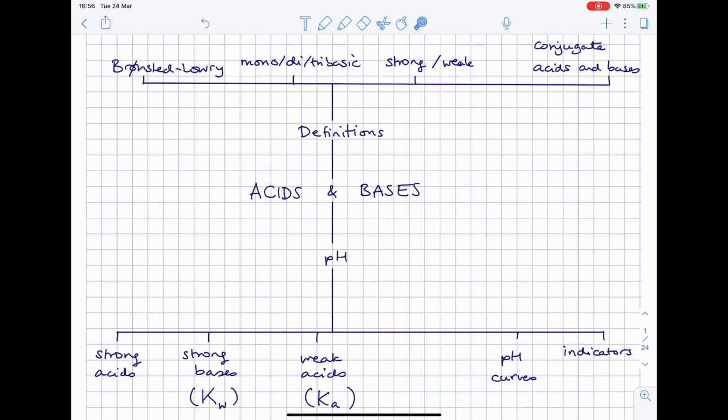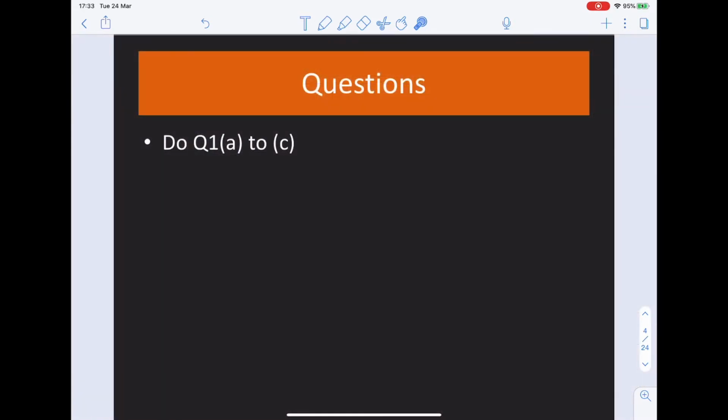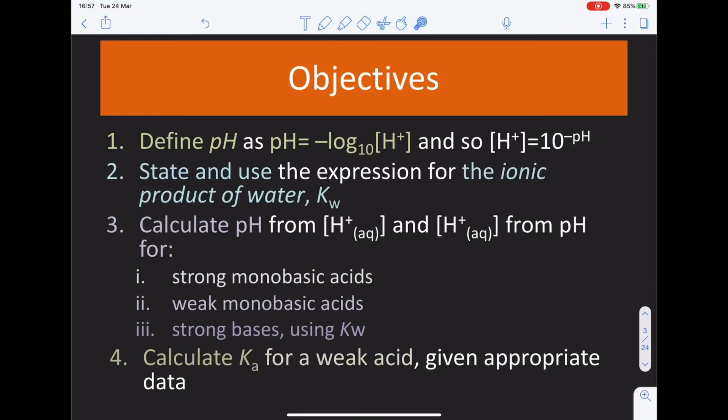So this video is about how we calculate the pH of different acids and alkalis. I'm going to do a different video on indicators and pH curves. Before we continue, you can actually do questions 1A to C in AC18, as that is a bit of revision on titrations. So today we're going to look at how we actually calculate pH using an equation here.